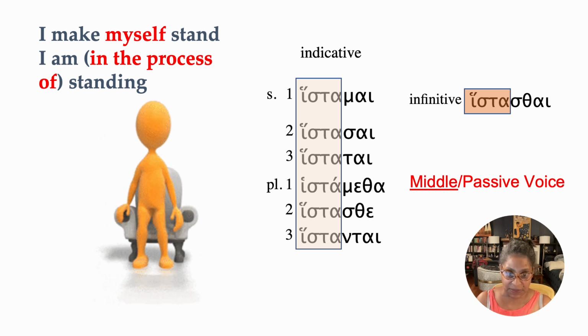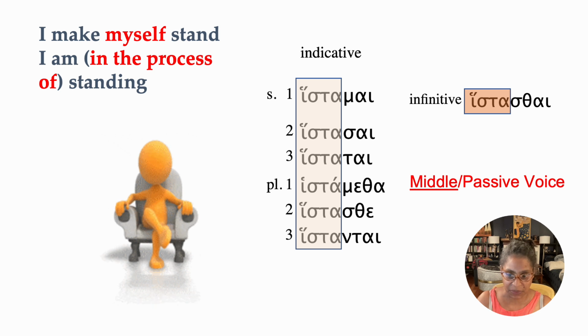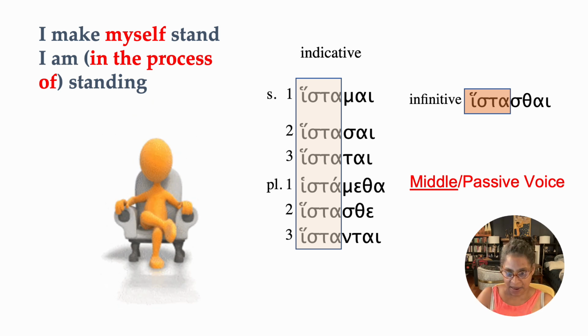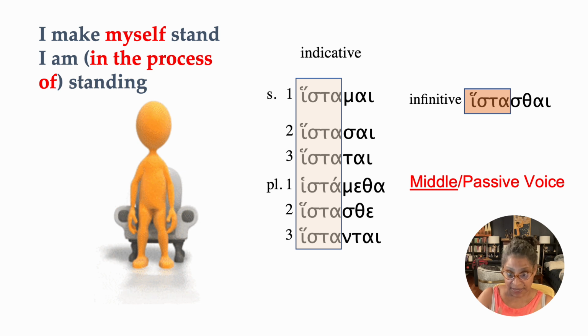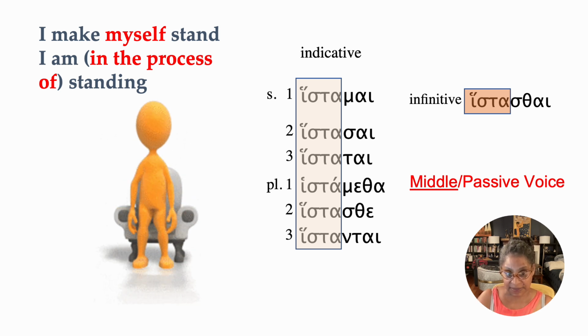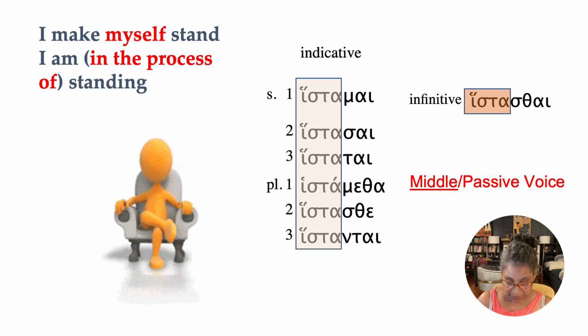So as far as where we are in our Greek, we don't know how to say that yet. But we can say I am standing up, in the process of standing up. Okay? But to say I am standing is a different thing. All right. But anyway, the point here is that this is the middle, right? I'm making myself stand up. That's the middle. All right.